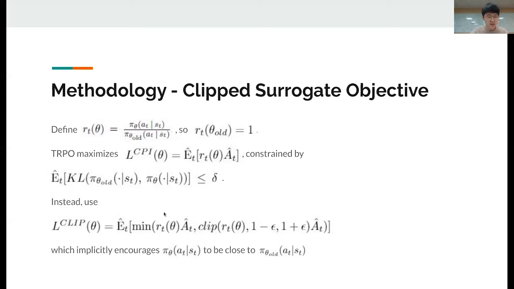Instead, clip surrogate objective uses this L clip as a loss function, which encourages rt to be close to 1 so that the new policy pi theta gets close to the old policy pi theta old.